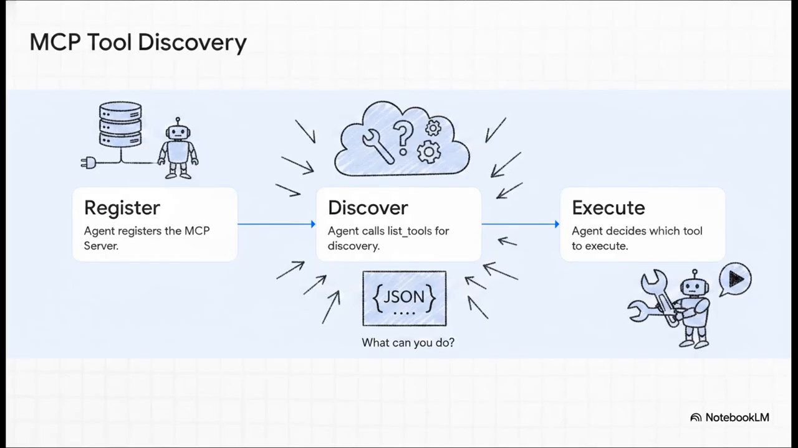Let's see how this translates into a fully automated workflow where an agent dynamically figures out what it can do without you having to hard code a thing. Step 1, your agent registers the MCP server. Step 2, and honestly, this is where the real magic happens. The agent calls a function named listTools. It's a discovery endpoint. The agent is effectively asking the server, hey, what can you do? The server replies with a JSON description of all its available tools. Then, Step 3, armed with those descriptions, the agent autonomously decides which tool it needs to execute to solve the user's prompt. It is a completely dynamic system.